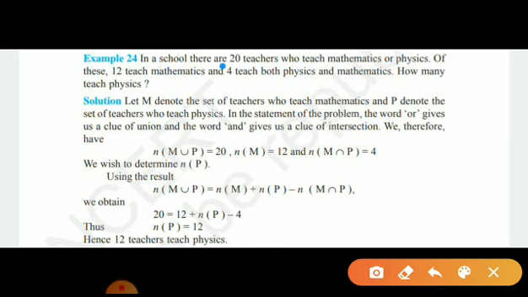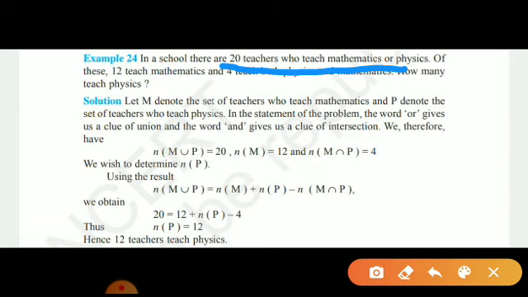In a school there are 20 teachers who teach mathematics or physics. Now see, in a school if the teachers are there, then they will teach at least one subject. There won't be any teacher who won't be teaching any subject. That means at least one subject is handled by the teacher. So that 20 is not your universal set.